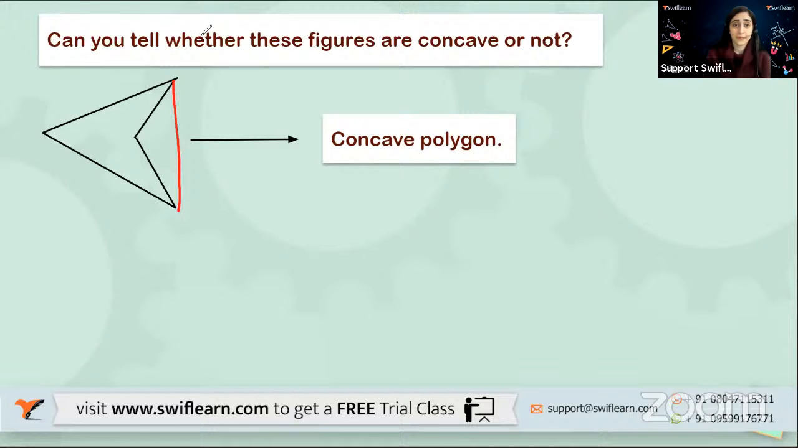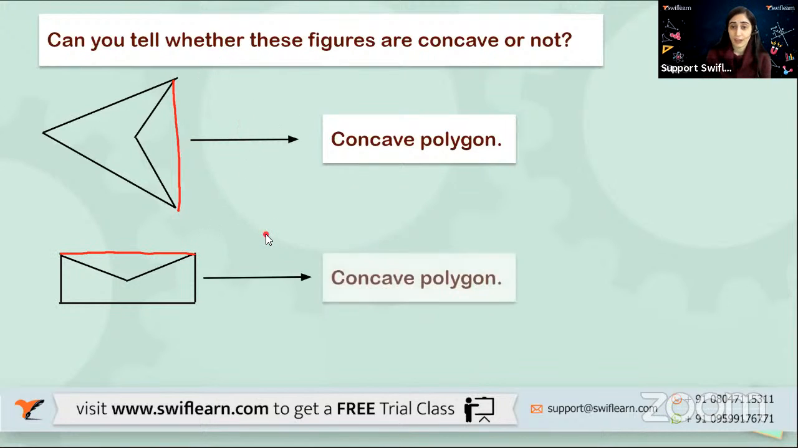Great. Okay, let's see. How about this one? Is it concave or not? Yes or no? Kindly comment it down. I'm here to get your answers. Is this a concave polygon or not? Is there any diagonal outside the figure? Can you make any diagonal? Yes, you can make a diagonal outside, from this point. So here it is a concave polygon.